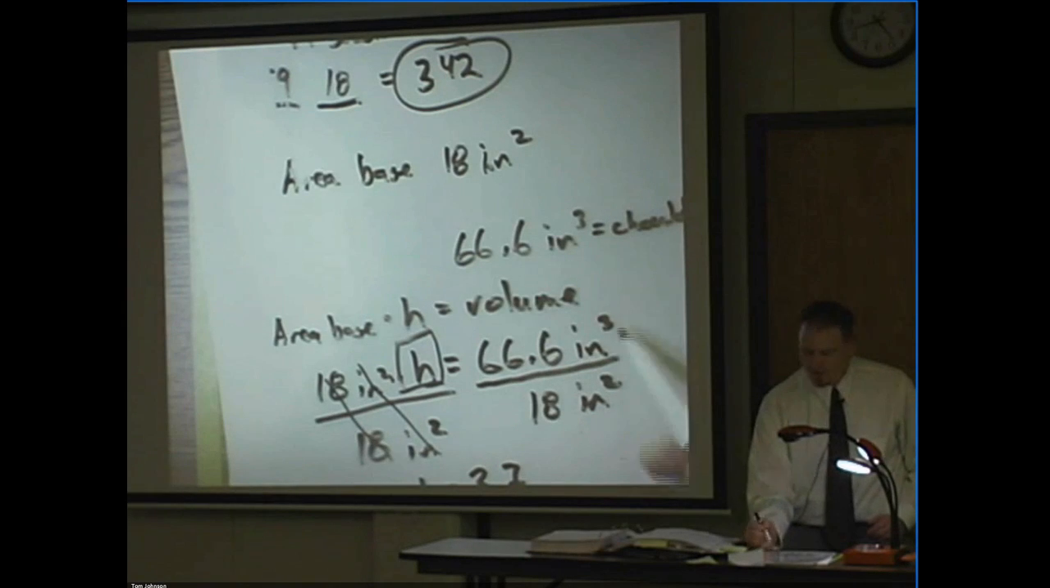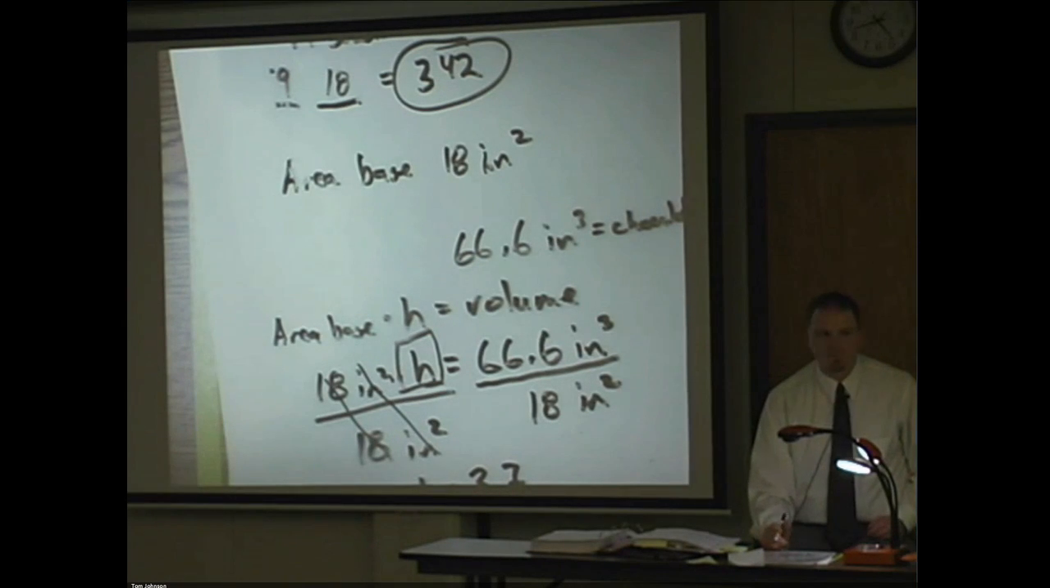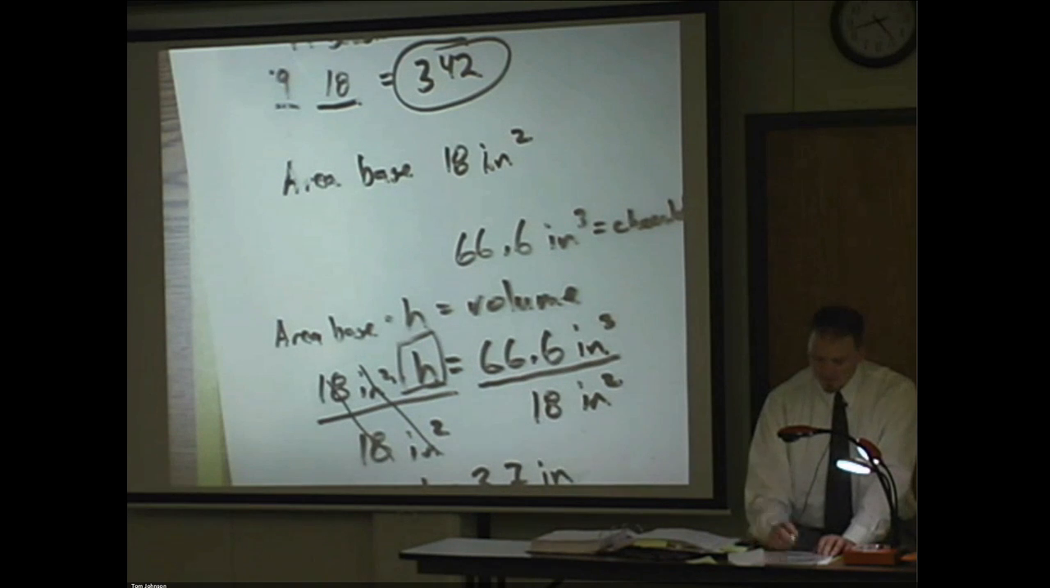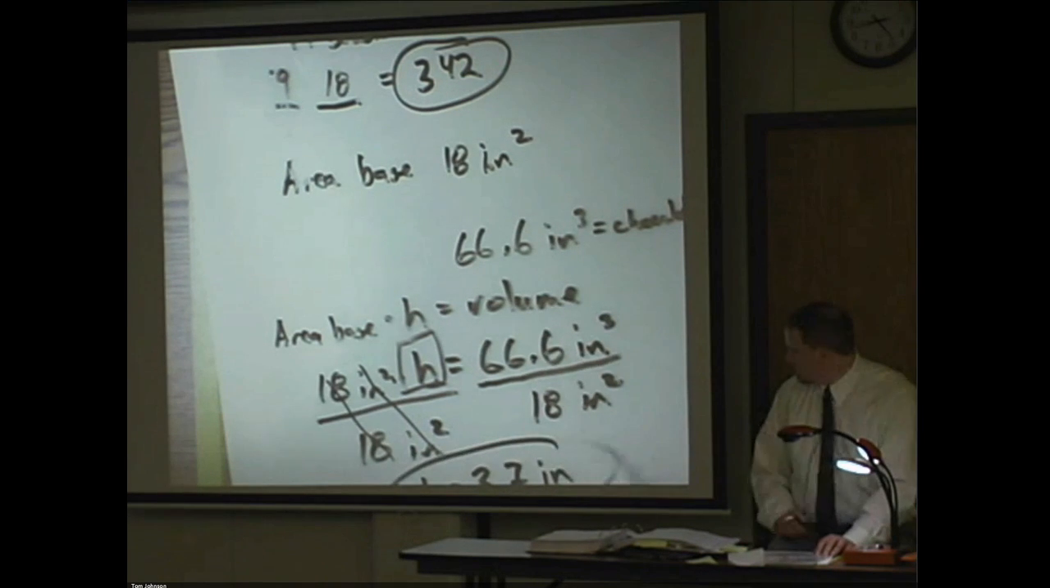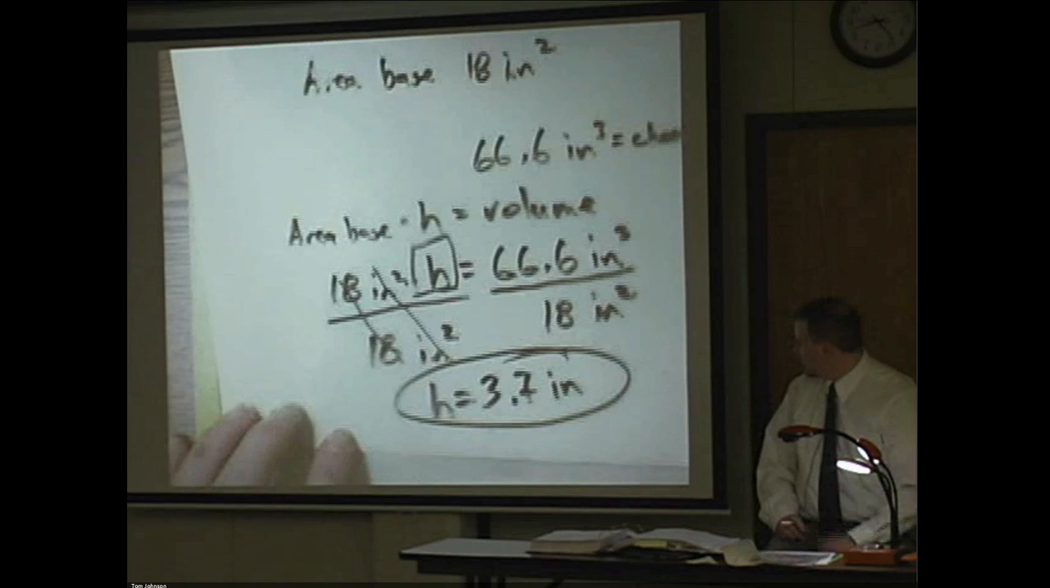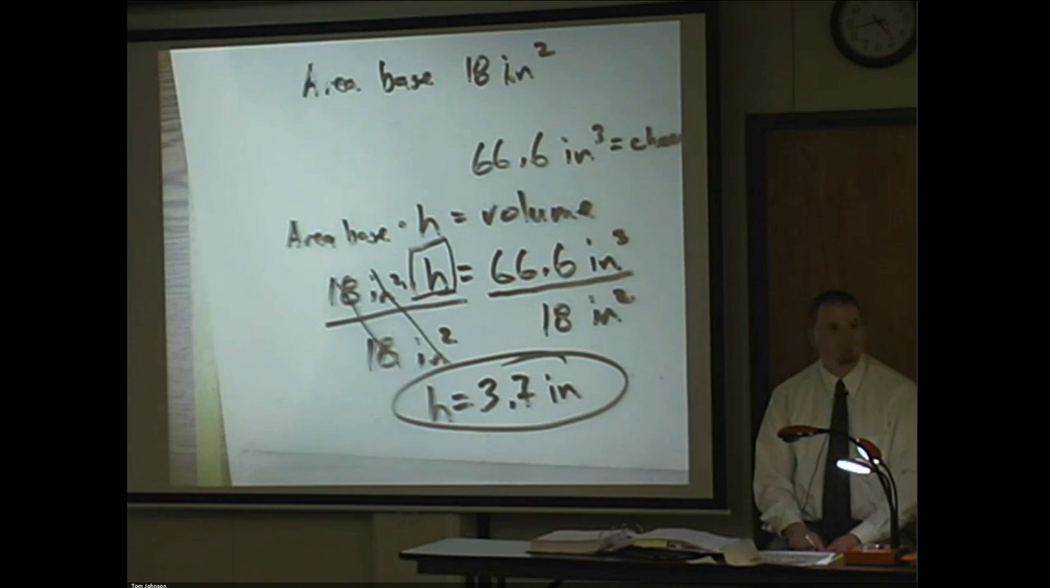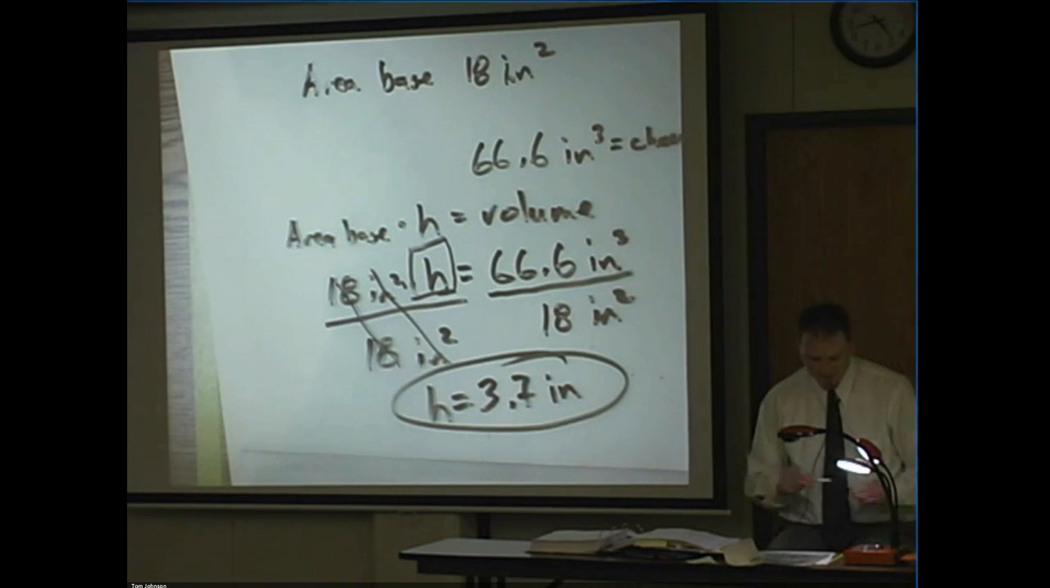What's inches cubed divided by inches squared? Just inches, right? Okay. So the height is 3.7 inches. All right.